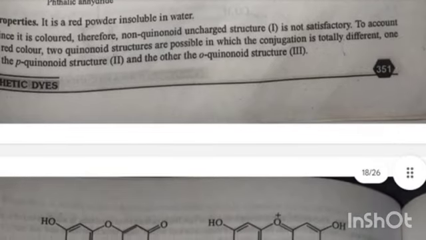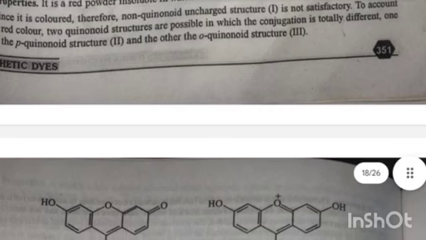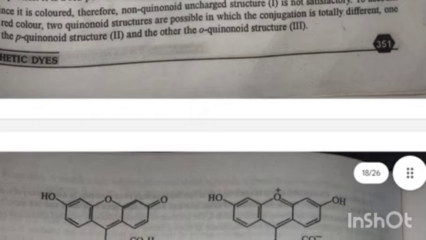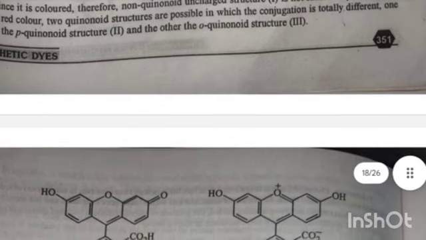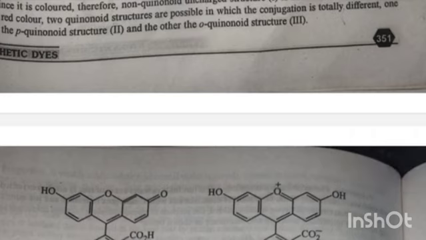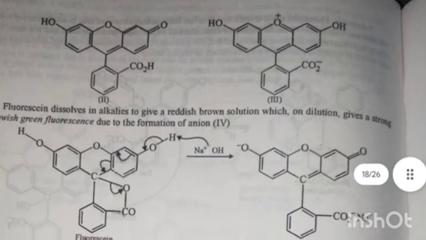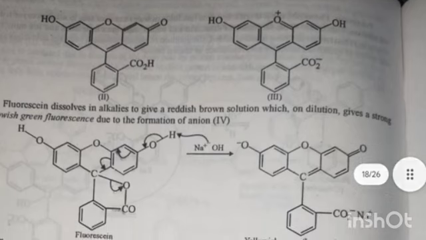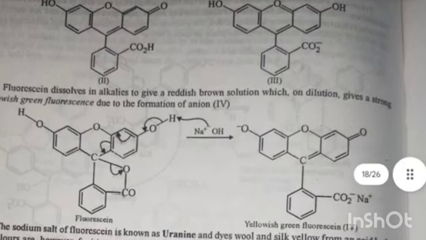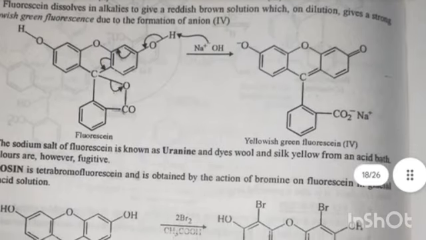Properties. It is a red powder insoluble in water. Since it is colored, the non-quinonoid uncharged structure 1 is not satisfactory to account for the red color. Two quinonoid structures are possible in which the conjugation is totally different, one having the para-quinonoid structure and the other the ortho-quinonoid structure. Fluorescein dissolves in alkalis to give a reddish-brown solution. On dilution it gives a strong yellowish-green fluorescence due to the formation of the anion.